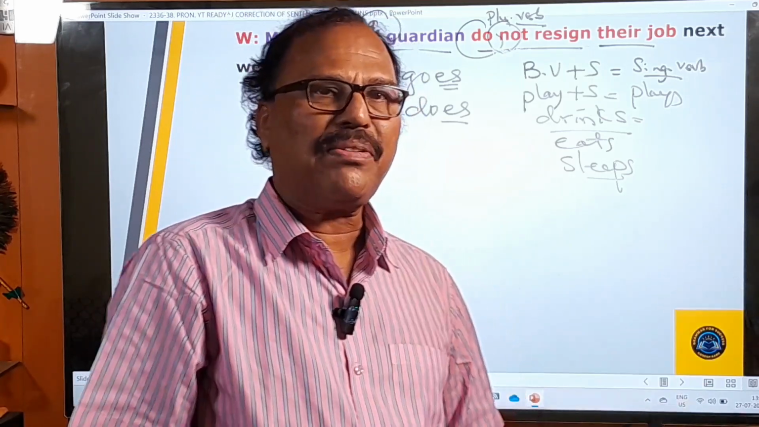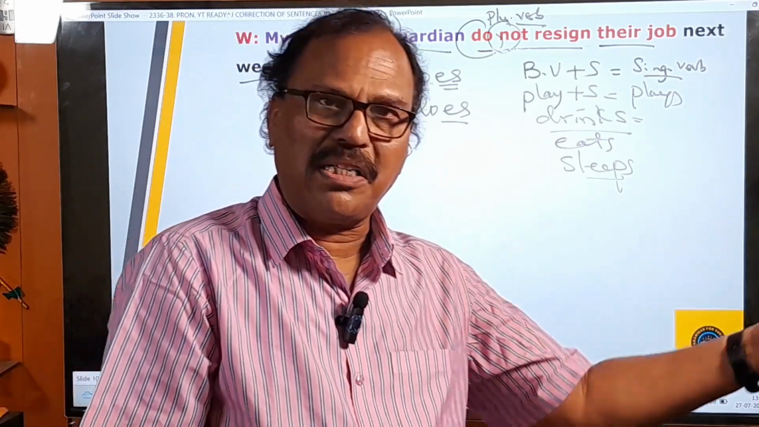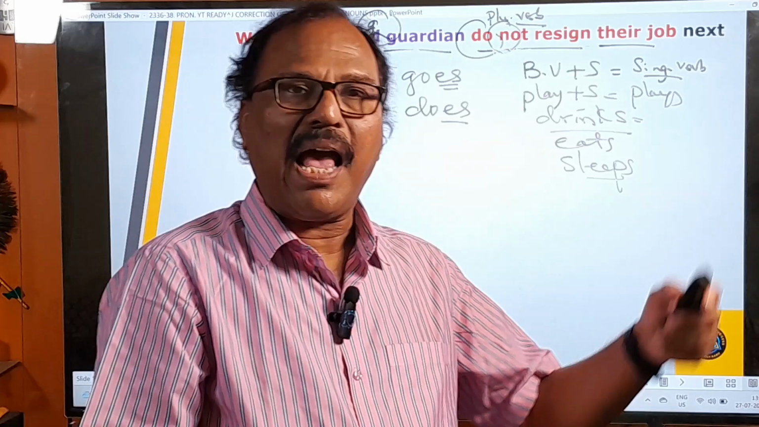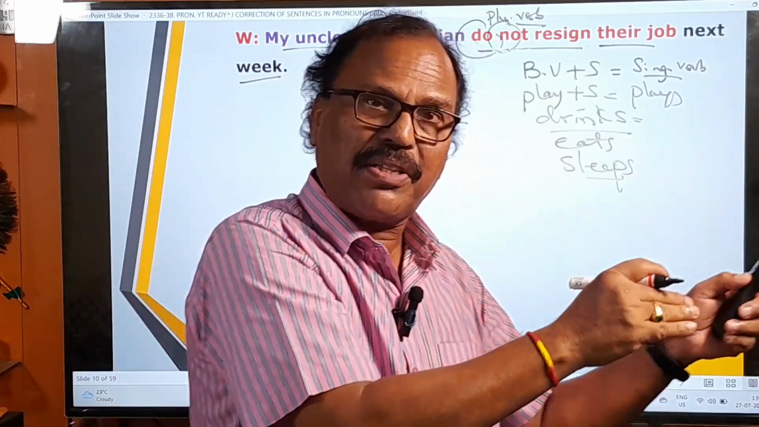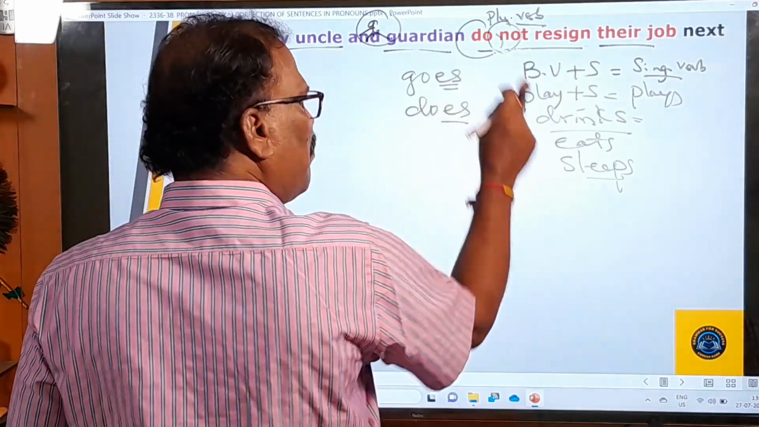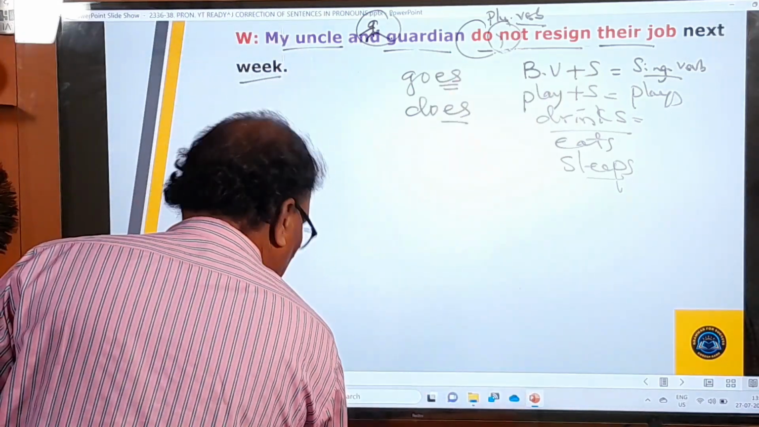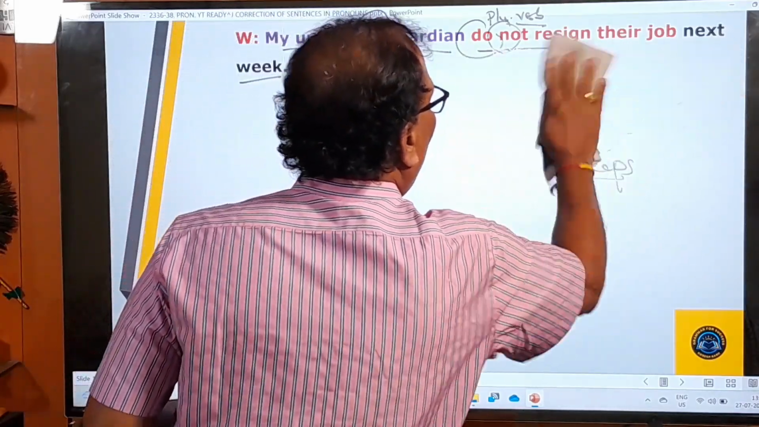About the helping verbs, you know very well. Am is singular, are is plural, was is singular, were is plural, has is singular, have is plural. That is about the helping verbs. I'm talking about the main verbs. So if you add s or es, that main verb becomes singular. Okay, here now let us see that. Here the problem is, what is that?